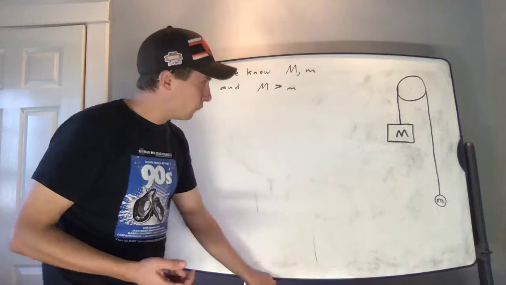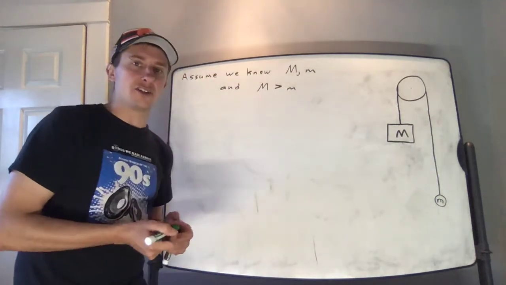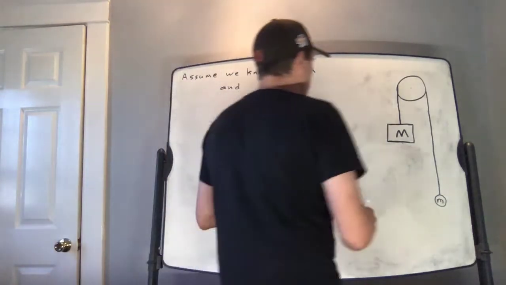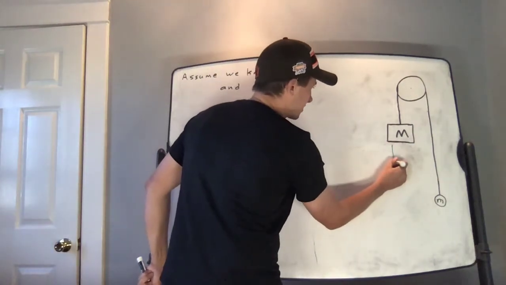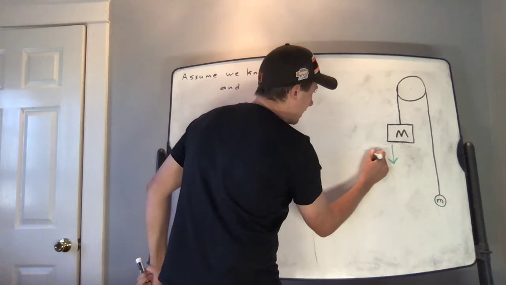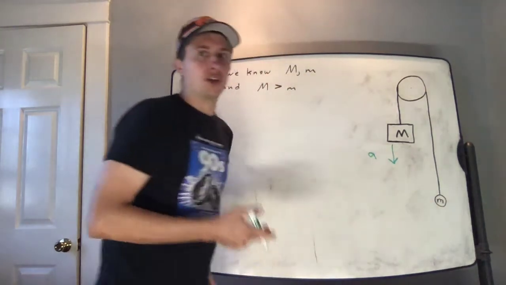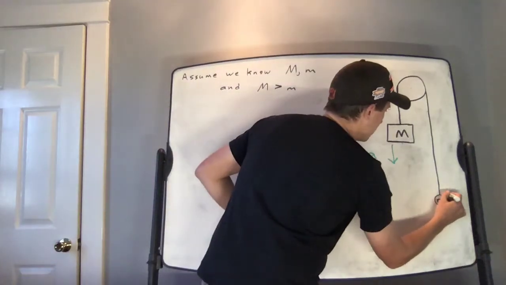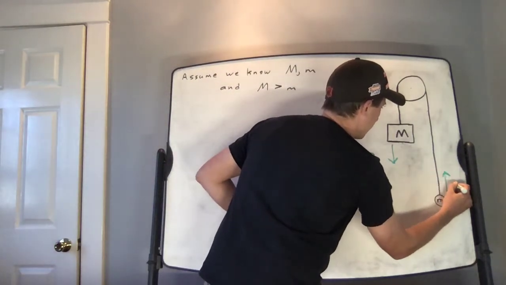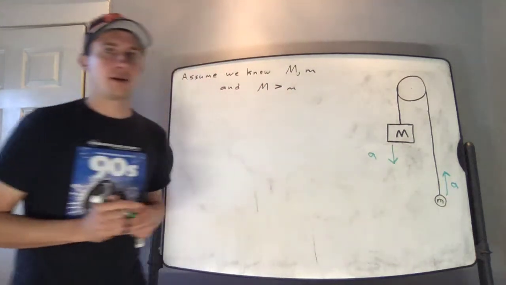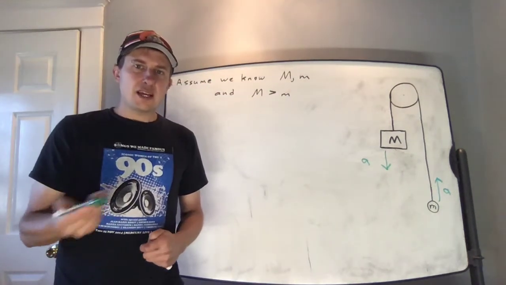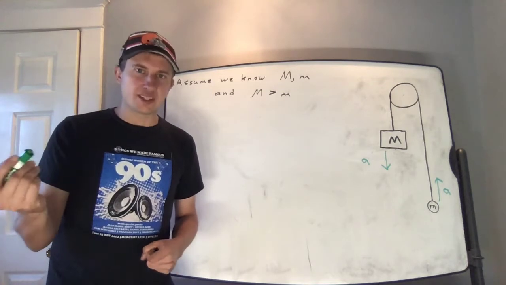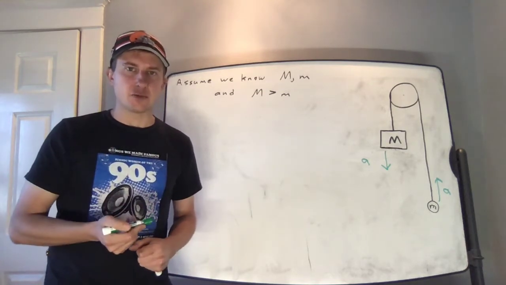The first thing I'm going to do when I apply Newton's laws is draw in the acceleration of both of these masses. The large mass will accelerate downward with an acceleration I will call A, and the small mass will accelerate upward with that exact same acceleration. So this mass will accelerate upward with an acceleration A. We said that both of these masses are going to accelerate at the same rate. One of them is accelerating downward, the other is accelerating upward.